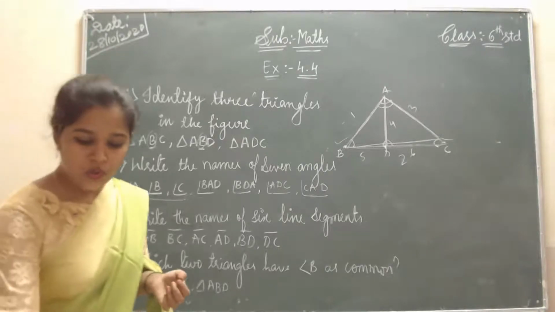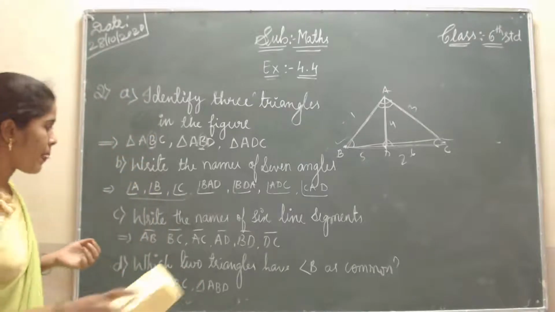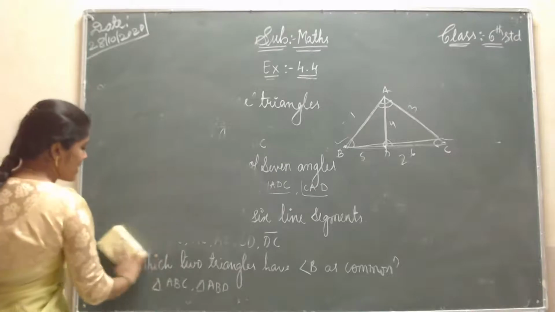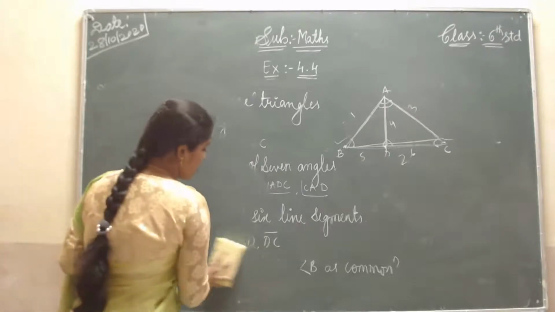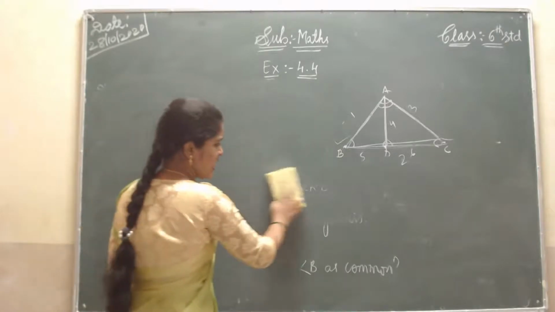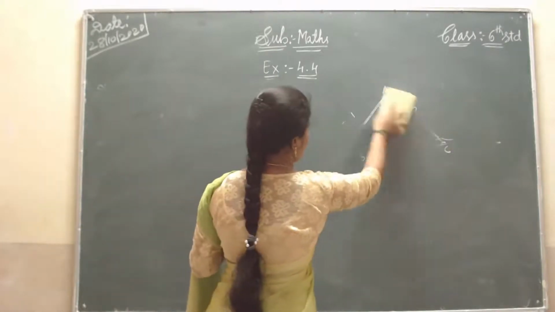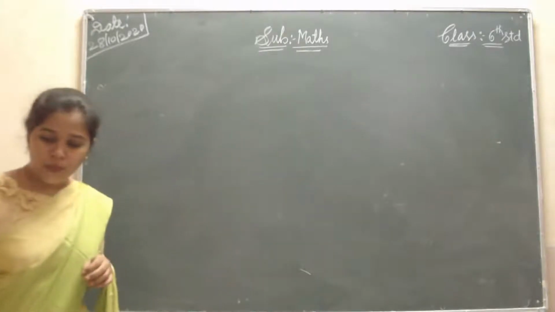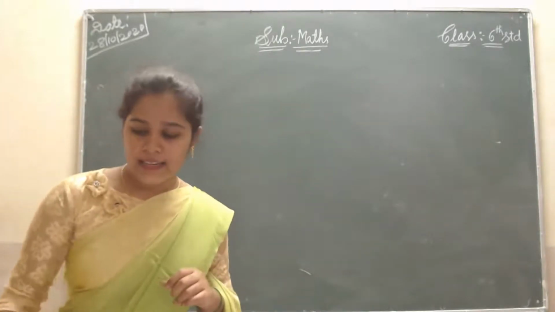Okay, we'll move to exercise 4.5. Hope you understood this one. Okay, what is angle? What is line segment? What is triangle? A 3-sided polygon is nothing but a triangle. So before going to start 4.5, we'll see what is quadrilateral.